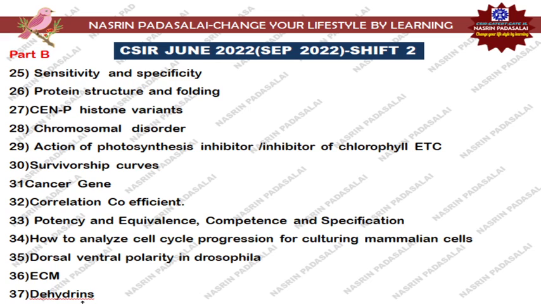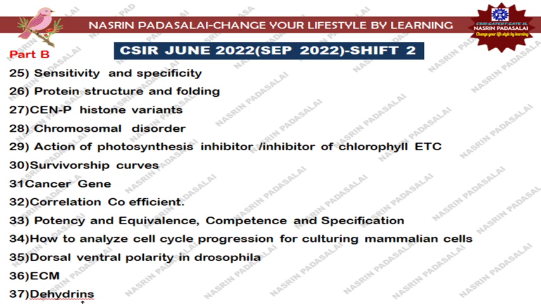Okay. Next, a question has been asked from the statistical side, biostatistics. A few questions have been asked for shift 2. That is, what is meant by sensitivity and what is meant by specificity. If you know the meaning of both, you can easily answer those questions. And there were questions asked from protein structure and folding, the centromere protein histone variant, and chromosomal disorder.